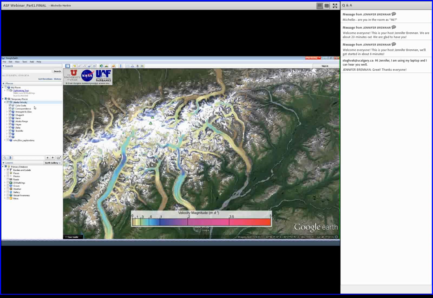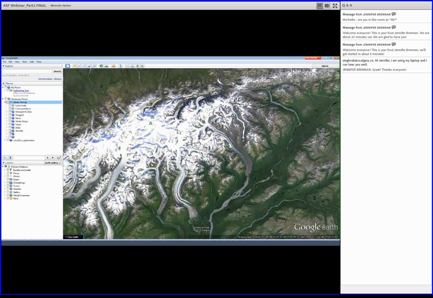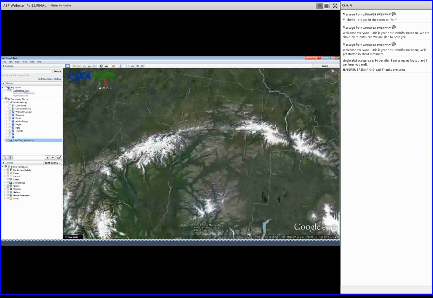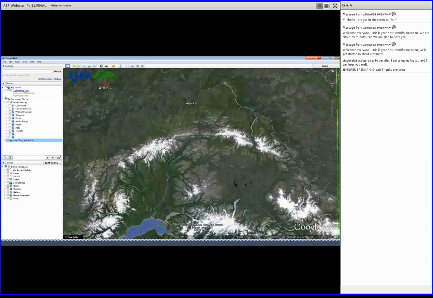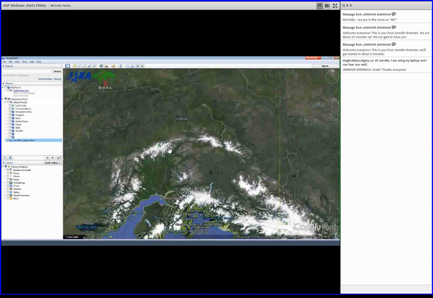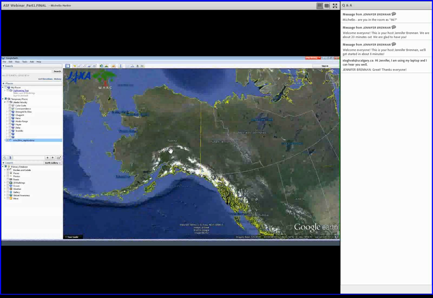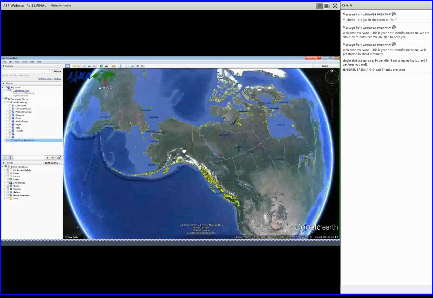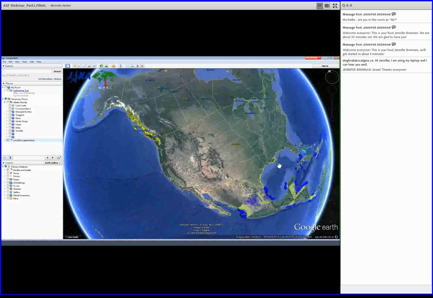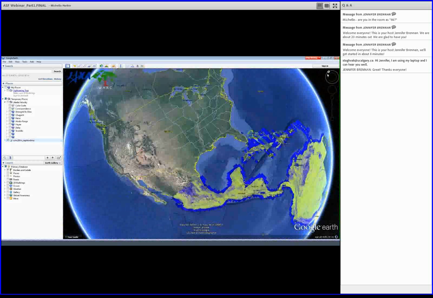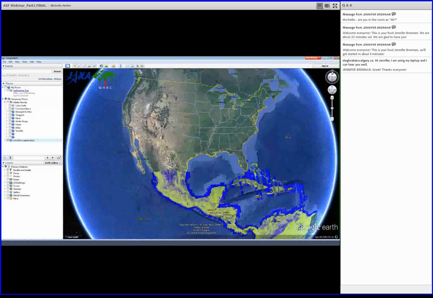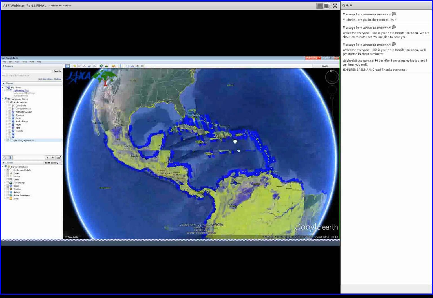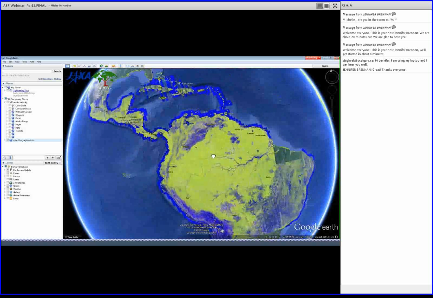So now leaving Alaska, turn that off, turn these on. I'm going to go to the Pantropic, the tropical area, where we'll see these completed image mosaics produced by the Woods Hole Research Center. And you see those popping in. You see we have Mexico, Central America, and South America.